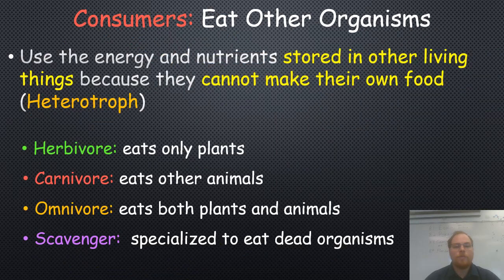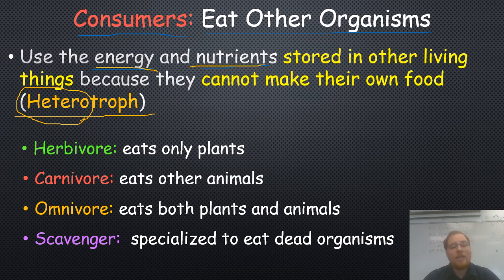Now, consumers, they eat other organisms. Remember, consume means to eat. So anything that eats another organism, everything from cows to lions, okay? They eat other organisms and use the energy and the nutrients stored within them because they can't really make their own food. And because they can't make their own food, they're called heterotrophs. We learned about this at the beginning of the year, autotroph and heterotroph. But hetero means different. So they are consuming different things to get their own nutrients and energy to help them live because they can't make their own.